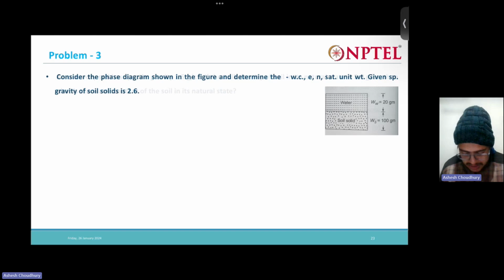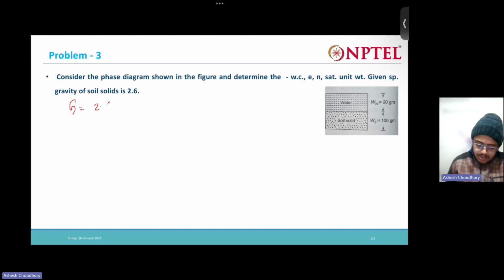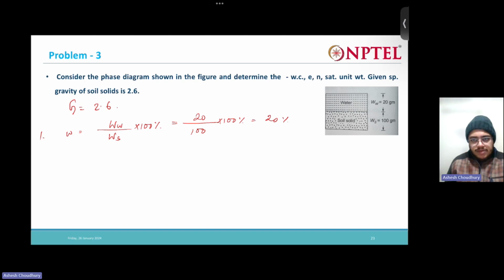So let us do it. G is given as 2.6. Now what is water content? Weight of water by weight of solids. So what is the weight of water? 20, into 100, we get the percent. Easy, very easy.